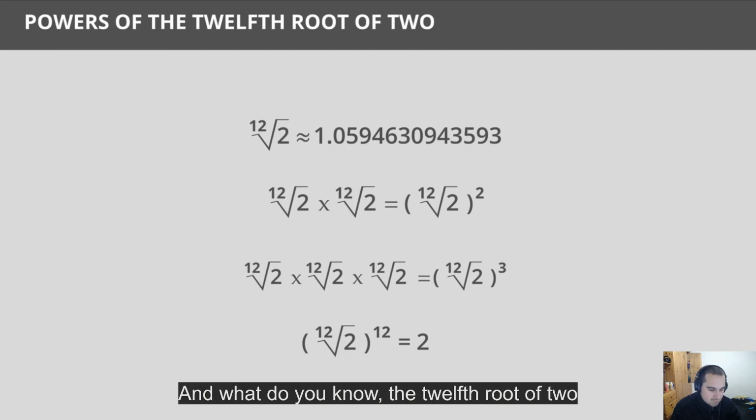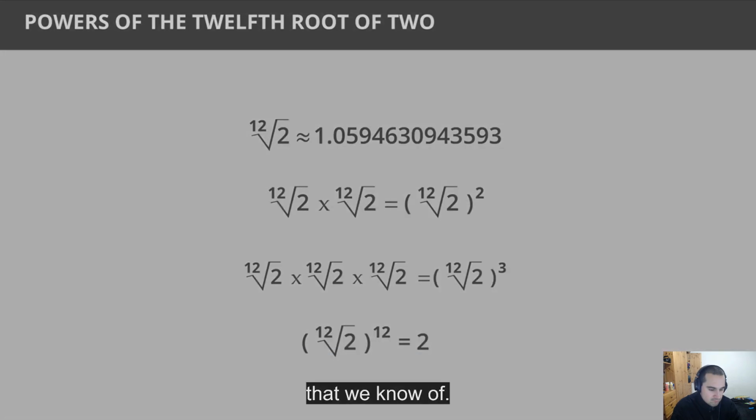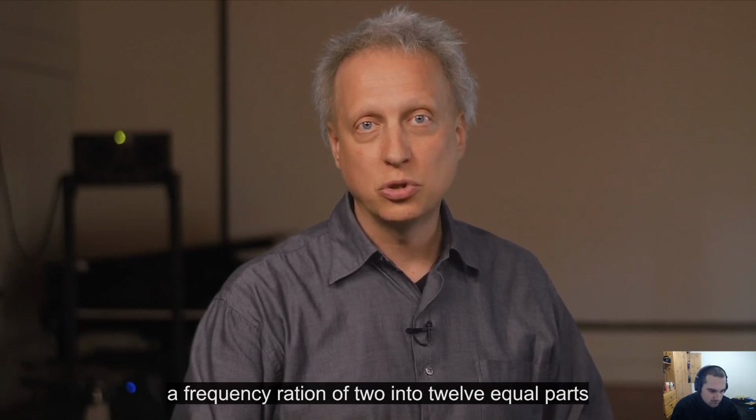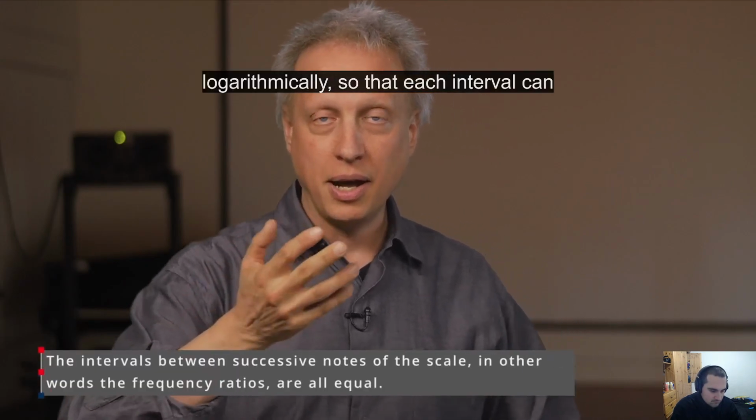And what do you know? The 12th root of 2 to the 12th power equals 2. It's like the 12th power and the 12th root cancel each other, and you just get the 2, which is the octave that we know of. So that's how you divide an octave, a frequency ratio of 2, into 12 equal parts logarithmically, so that each interval can multiply by the previous number.